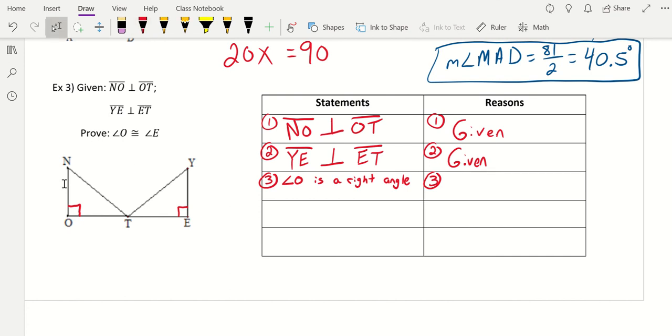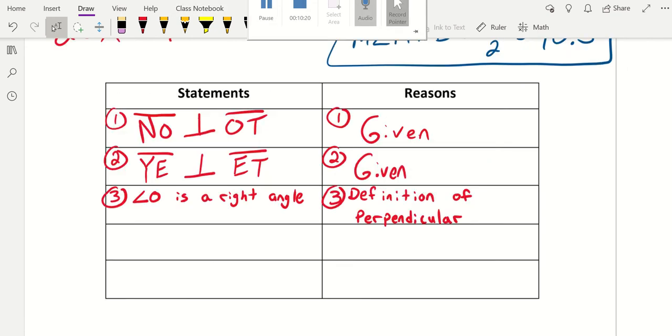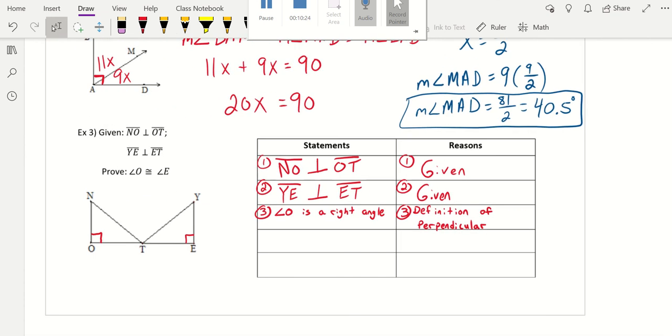Well, it's because NO and OT are perpendicular. So we're going to say definition of perpendicular. And there you see it, definition of perpendicular. All right, I think you can figure out what goes next. Pause the video and try it.